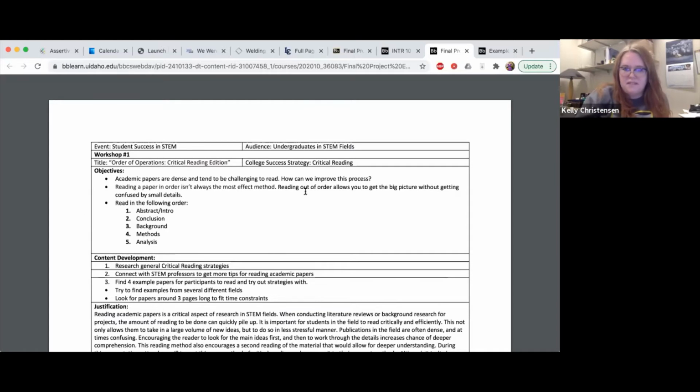So if we think of this order of operations critical reading version, you'll notice that the steps I have listed here are things that I'm going to do in order to build the workshop out. I'm going to research some general strategies. I'm going to connect with STEM professors to get tips from them. And then I'm going to find 4 example papers for participants to read and try strategies out with. Again, those are all steps that are going to happen before the workshop itself even begins.